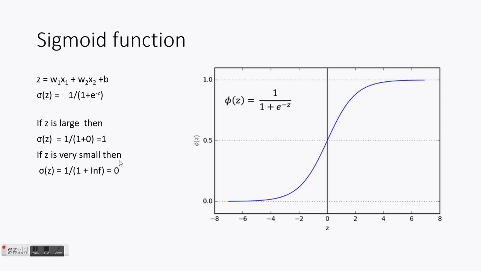And if z is very small or negative, then it becomes 1 over 1 plus e power of minus of a negative number, which will be a large positive number, so 1 over 1 plus infinity, which will be 0. So essentially, you can see that the sigmoid function for large values of z plateaus at 1, and for large negative values, it plateaus at 0. So hence the sigmoid function essentially takes one of two values, either 0 or 1.